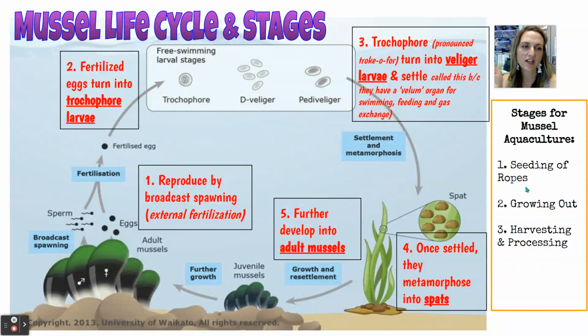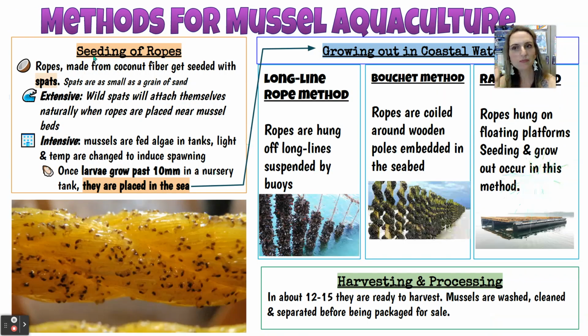Stages are over on the right. We're going to seed the ropes with the spats. We're going to put them in a coastal environment to grow out, and then we can harvest them and process them. So first over here is seeding of ropes. The ropes are made from coconut fiber, and they get seeded with the spats. The spats are very small. And you have a picture of it here.